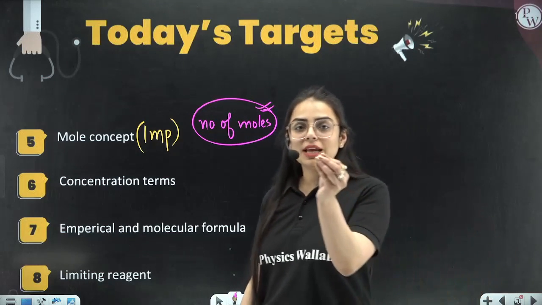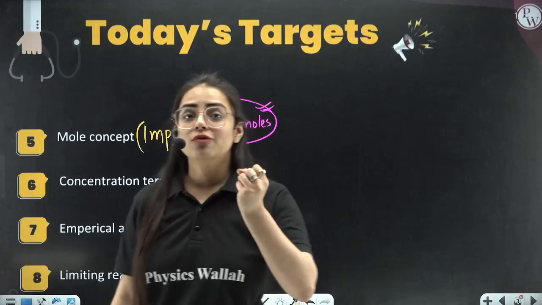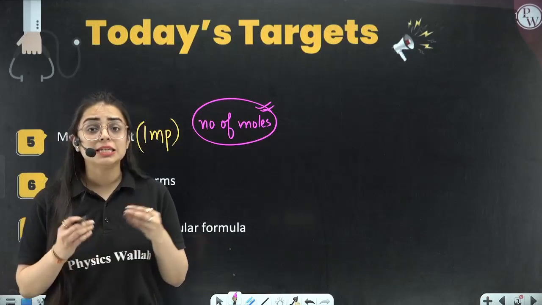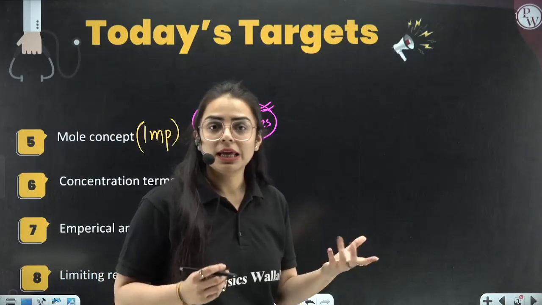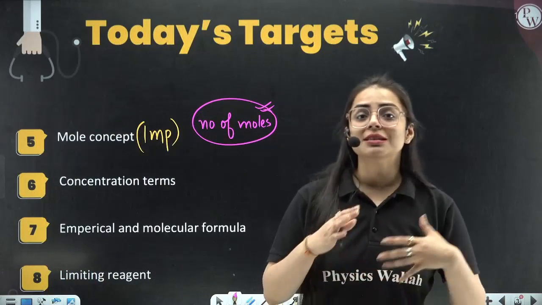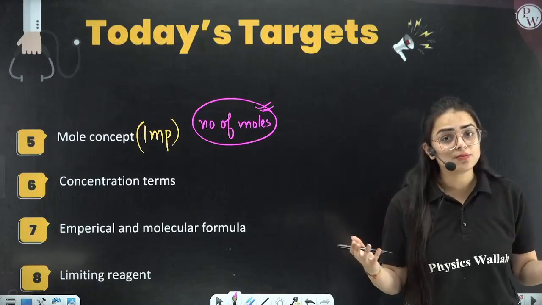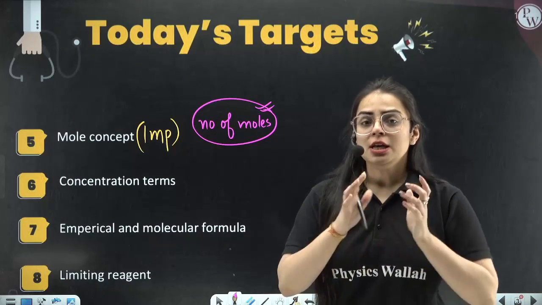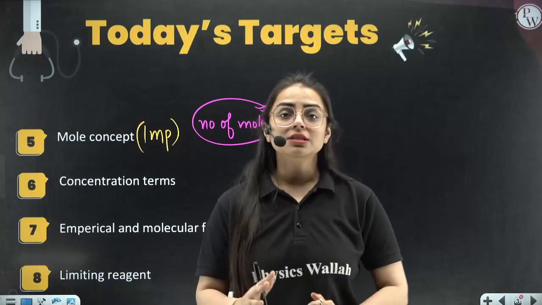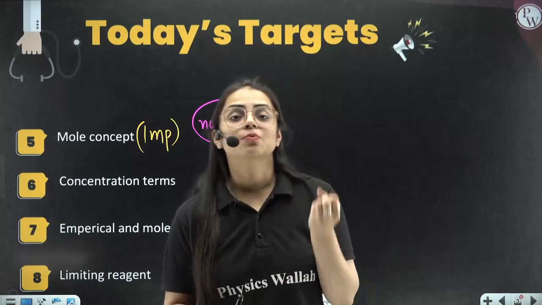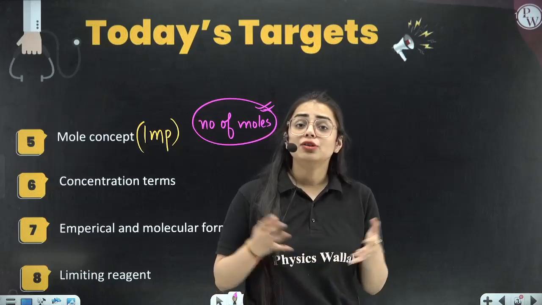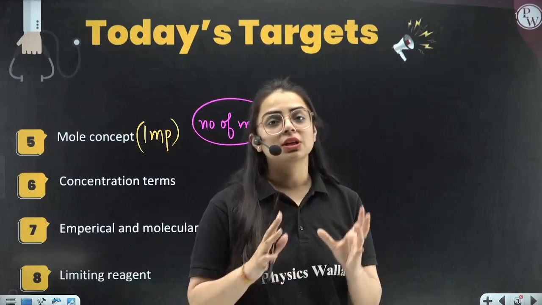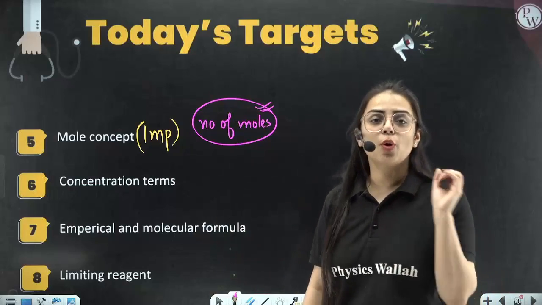You can explain number of moles in terms of given mass and molecular mass. You can explain number of moles in terms of volume. You can explain number of moles in terms of number of atoms, number of molecules, number of neutrons, protons, electrons. So basically there are three formulas through which we can define and explain number of moles and on which mole concept is dependent. So this is really very important from your examination point of view.